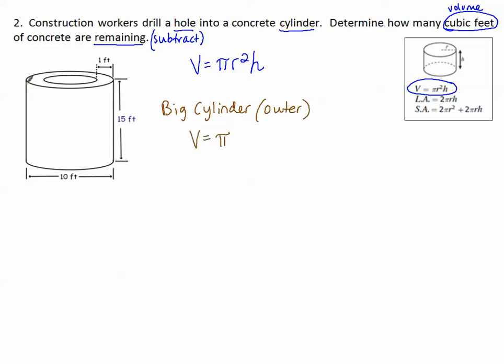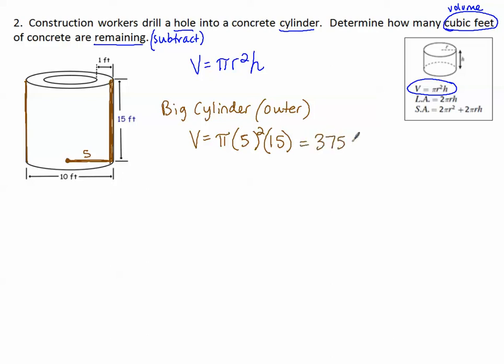So the outer cylinder, here's the edges of the outer cylinder. I need the radius for the outer cylinder. Well, they show me that it's 10 all the way across, so that means from the middle to the edge, the radius will be 5 feet. And the height of the cylinder goes all the way up and down, the height is 15 feet. And then I can compute that.